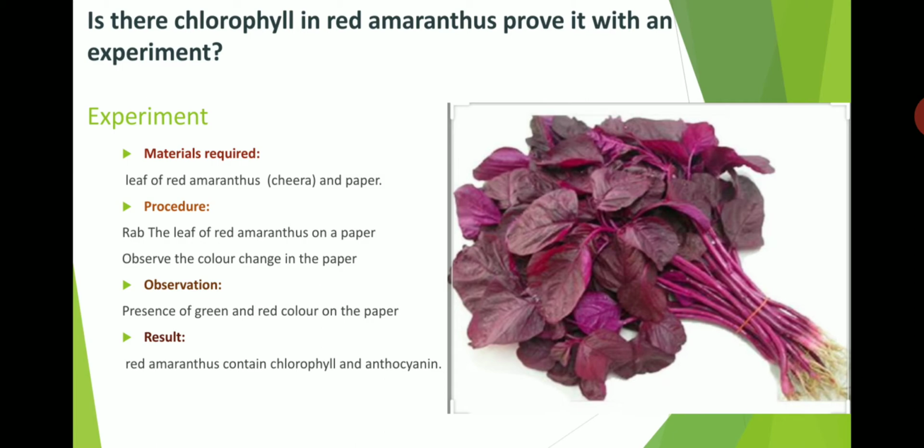Materials required means all the things needed for doing this. Here we need only the amaranthus and paper. Amaranthus means cheera. Then coming to the procedure. Procedure means the method of doing. Rub the leaf of red amaranthus on a paper and observe the color change. That's all. What can you observe? You can observe the presence of green and red color. So what can you arrive at? The result is that red amaranthus contains chlorophyll and anthocyanin. This experiment you have to study. You can try this in your home.